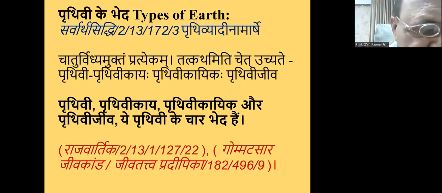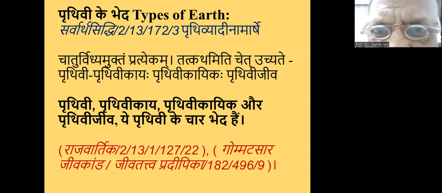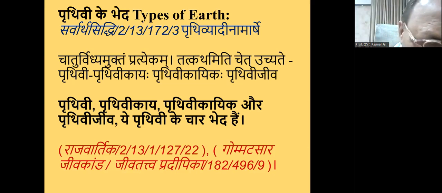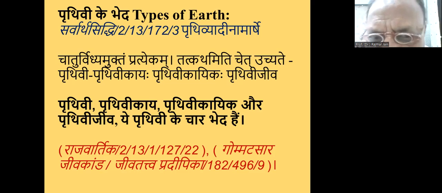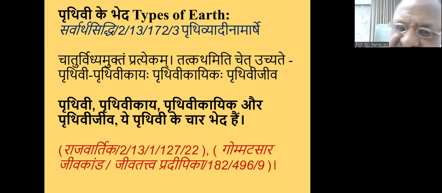There is a very good verse in Gommatsar, Rajvartik, and Sarvarthsiddhi. There are four types: Prithvi, Prithvikaya, Prithvikayik, Prithvijeev. So these are four types of different life systems of the earth: similar to earth-bound life, earth itself as a physical body, and similar to earth, related to the cosmos, and the jeev, that is all lives on the earth, on the earth surface and below the surface.